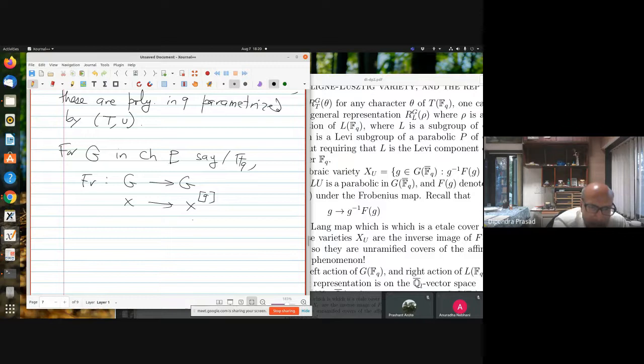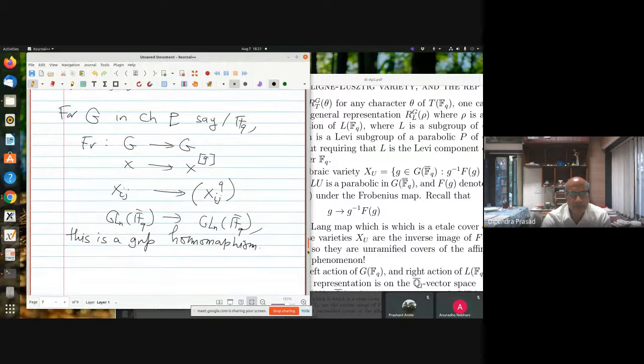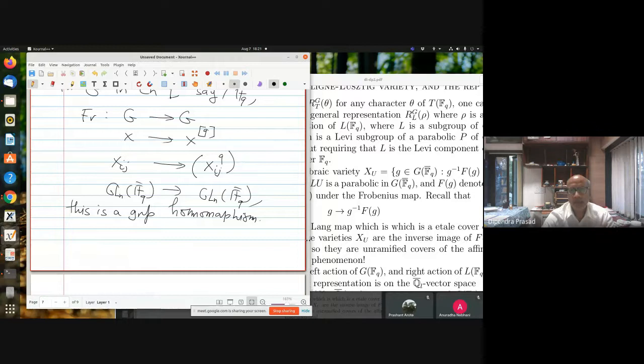And what that means in terms of matrices is that you send the matrix Xij to Xij to the power Q. So at the level of GLN FQ bar to GLN FQ bar as algebraic varieties, this is a group homomorphism. And if a subgroup is defined over FQ, then it makes sense also on the subgroup. So that is what I'm calling, in fact, Frobenius.